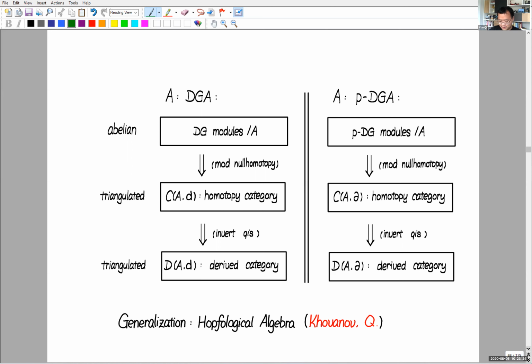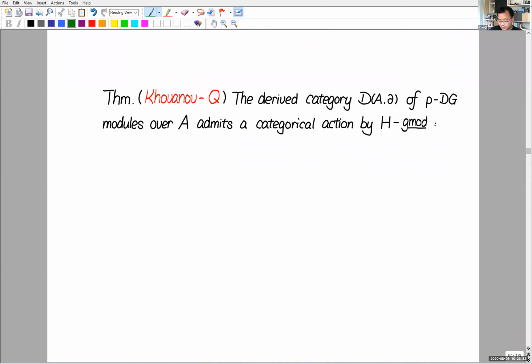So that's the generalization called homological algebra. One key analog I want to bring your attention to is the following theorem. Why we were interested in this PDG derived category is that the PDG derived category D of A, of PDG modules over A, admits a categorical action by H underlying mod.